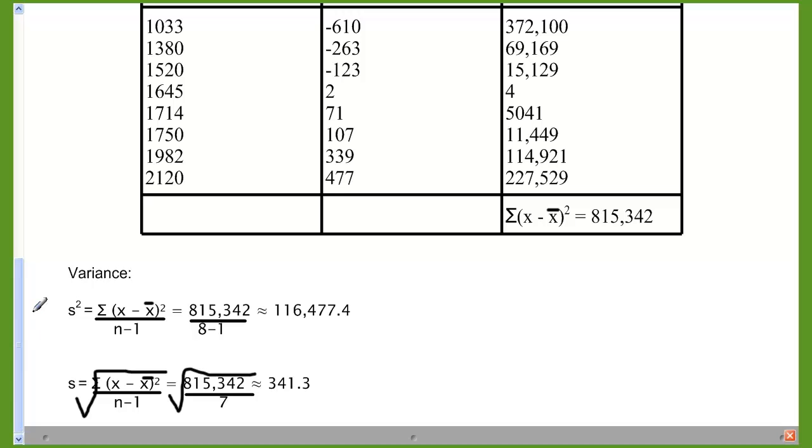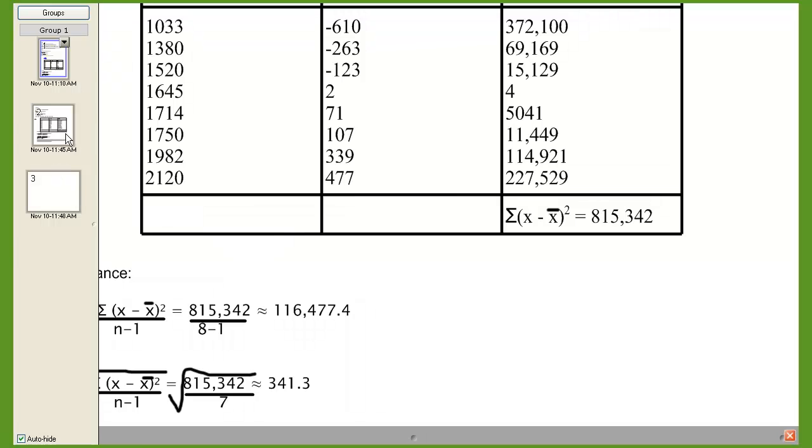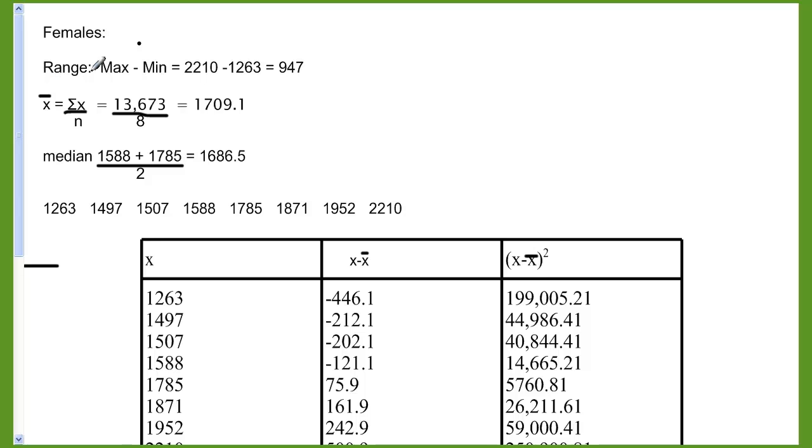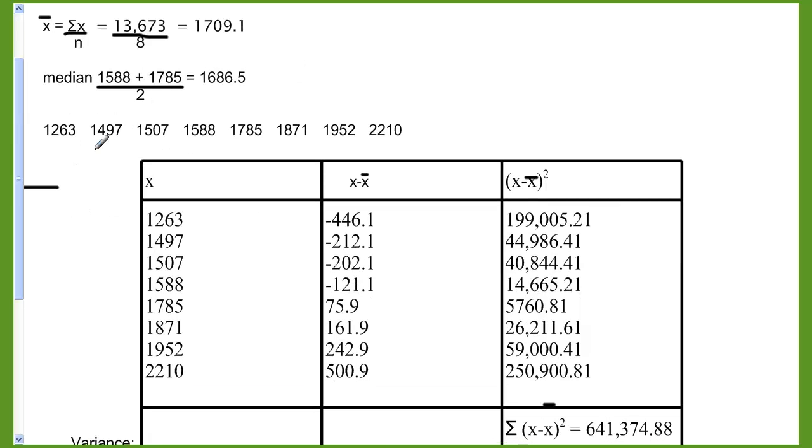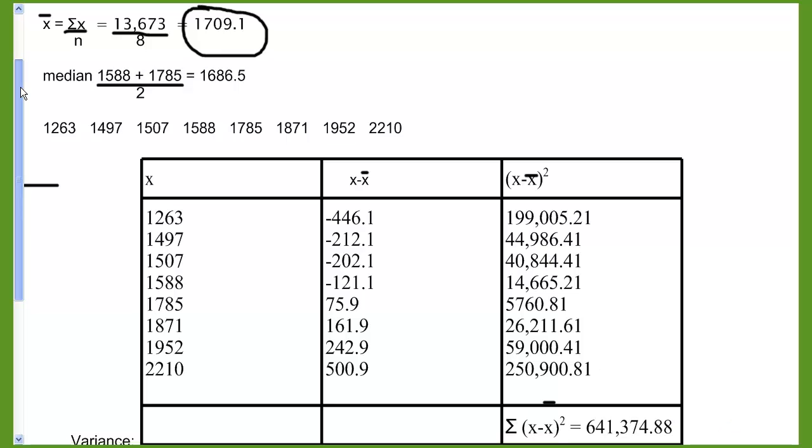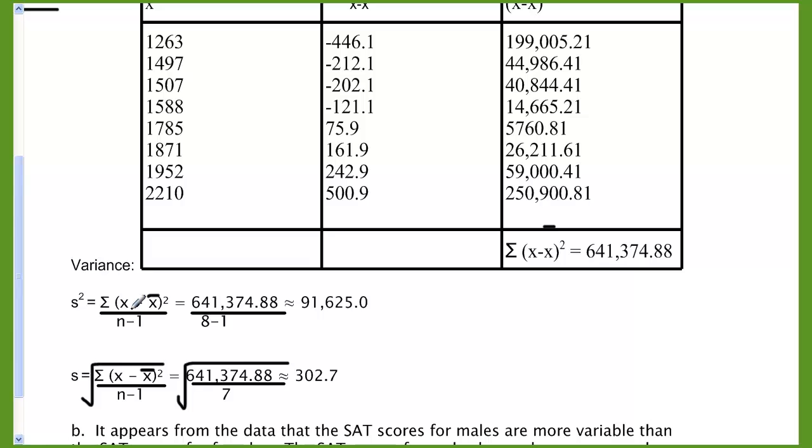Now I'm going to do exactly the same thing for the girls. So here are the females, and there's the range for the females, same thing that I've done. There's the mean for the females, there's the median for the females, and I take each one of those data points and I subtract the mean from it, and here's my mean. And once I get that answer, if it's negative, I square it and it becomes a positive number, and then I add them all up. Once I've added them all up, I'm going to take that number divided by n minus 1, which is 7, and that gives me the variance.